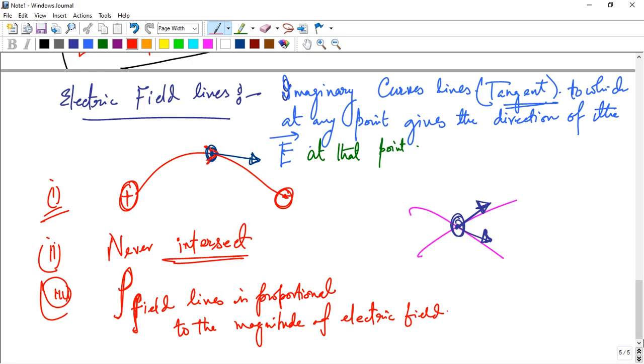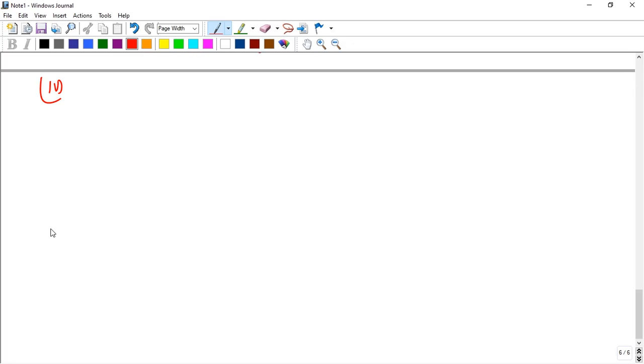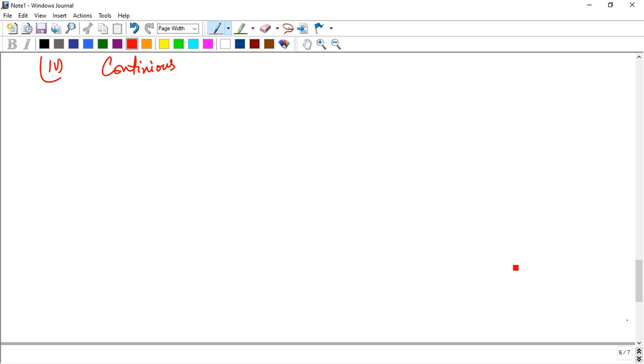Okay, and point number 4: they are continuous curves without any break. So no breaks here. That's why they are continuous.